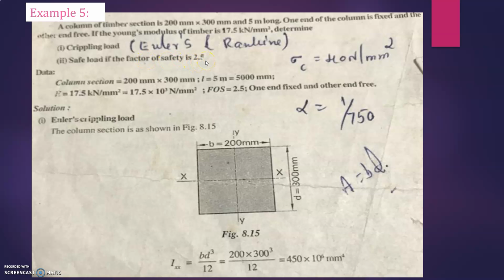Okay, here it is asked to find the crippling load. Here the data given is only the cross section and the Young's modulus, so it is not specified whether it is Euler's or Rankine's. Actually it is asked to find by Euler's formula. Let us calculate Rankine's formula also. For that take sigma c is equal to 40 Newton per millimeter square and alpha is equal to 1 divided by 750. Now this is a rectangular section.